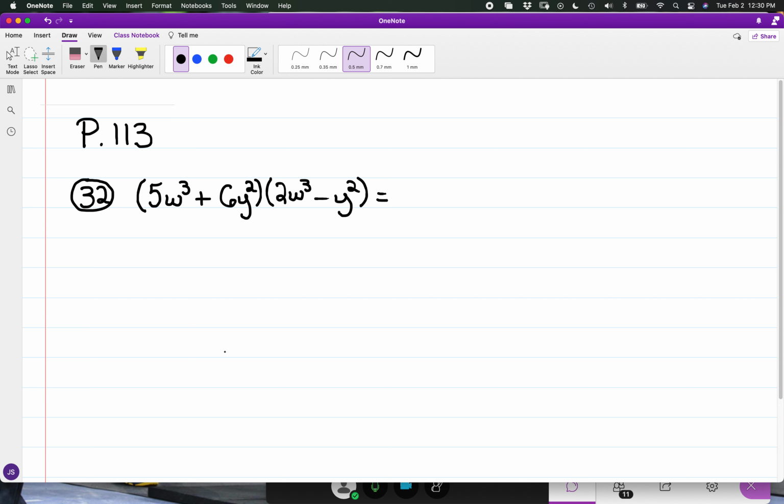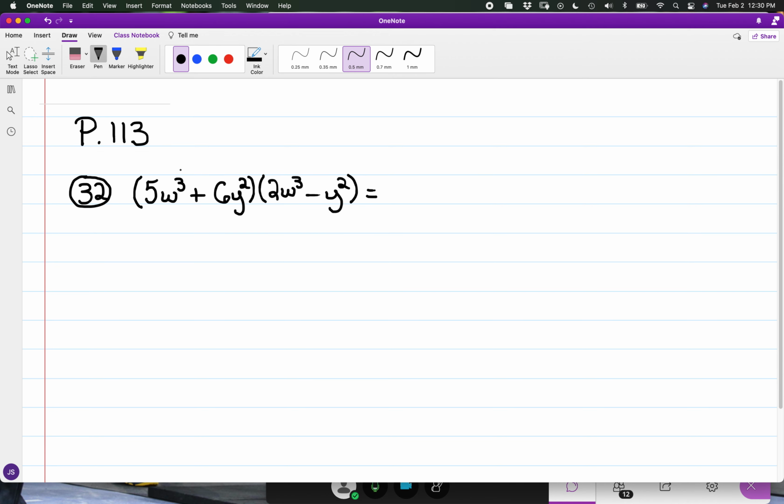And we have on page 113, just kind of doing a bit of a recap of stuff to be looking into in preparation for the first test. We have in number 32, just going back to what we have in the case of the FOIL method. So we have multiplying a couple of binomial expressions, and this time we have the letters W and Y involved.